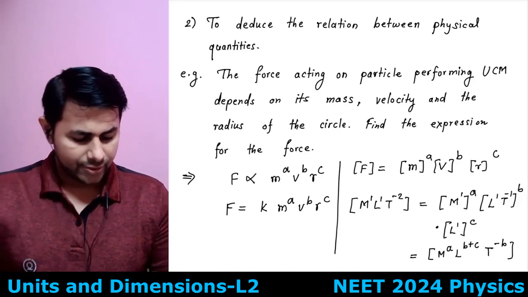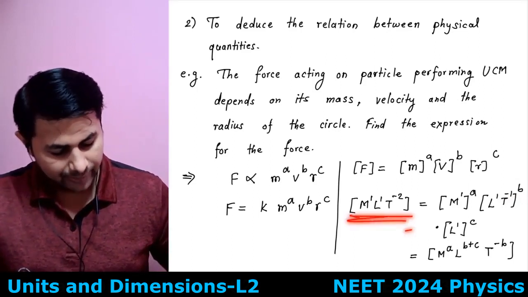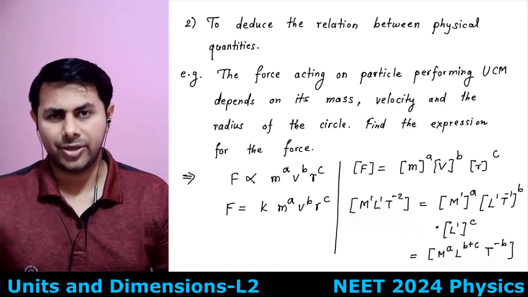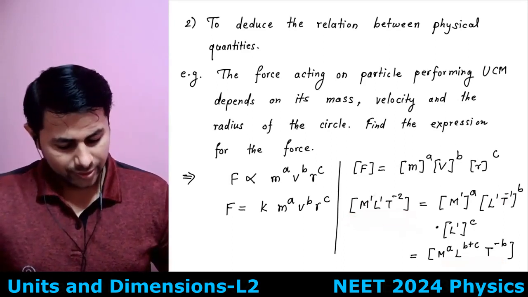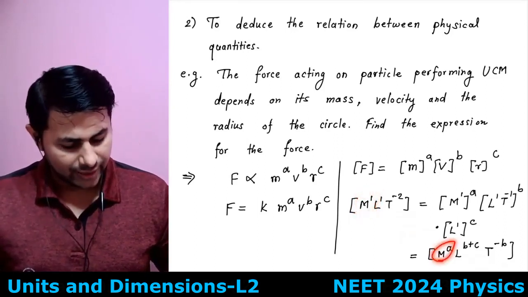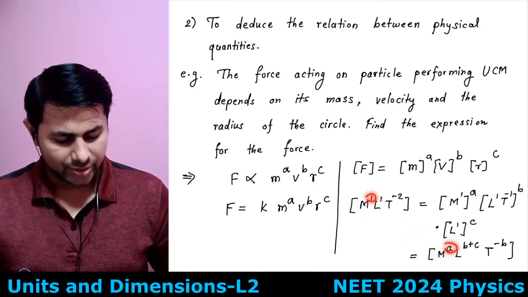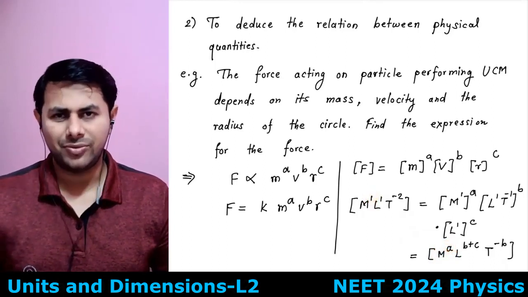And now what do we need to do? Matching the dimensions on the left hand side and right hand side of the equation. We have m raised to 1 on the left hand side, and on the right hand side we have m raised to a. So that means a must be equal to 1.